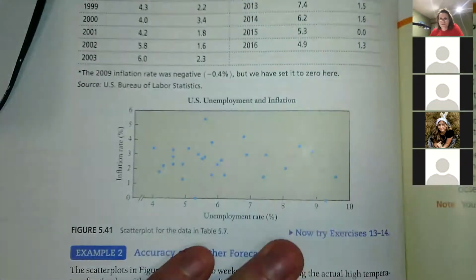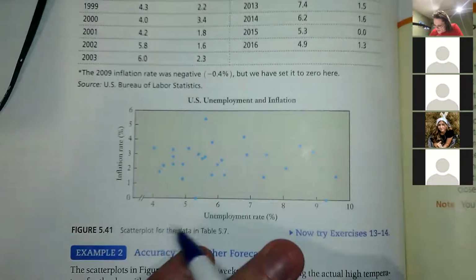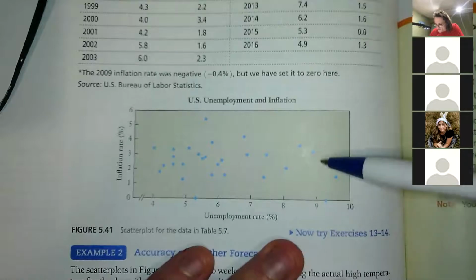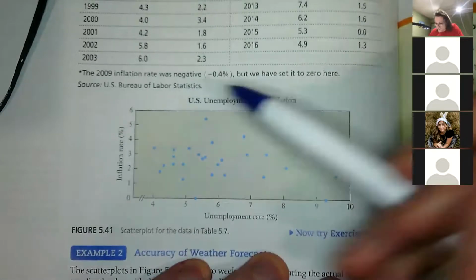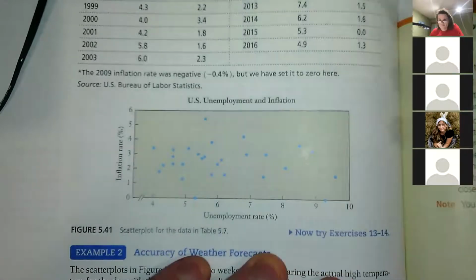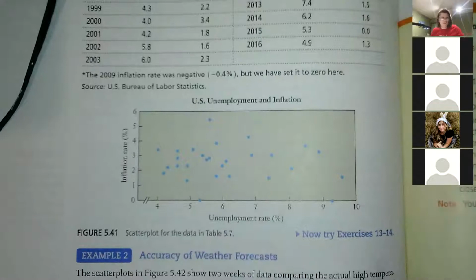There's really no correlation, right? As the unemployment rate goes up, you don't see the inflation rate doing much of anything, and as the inflation rate goes up, the unemployment rate is kind of just still very chill. Let me show you another example that I had too.